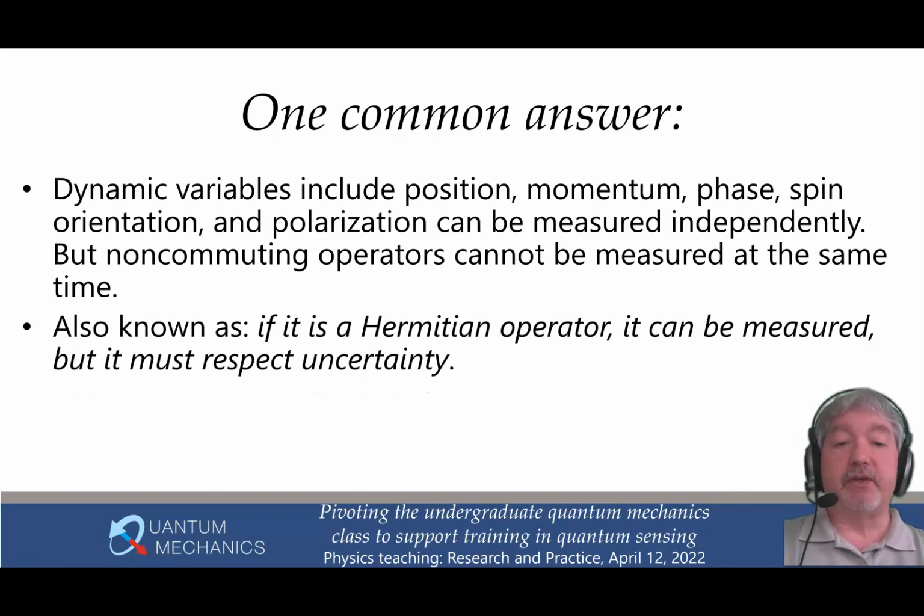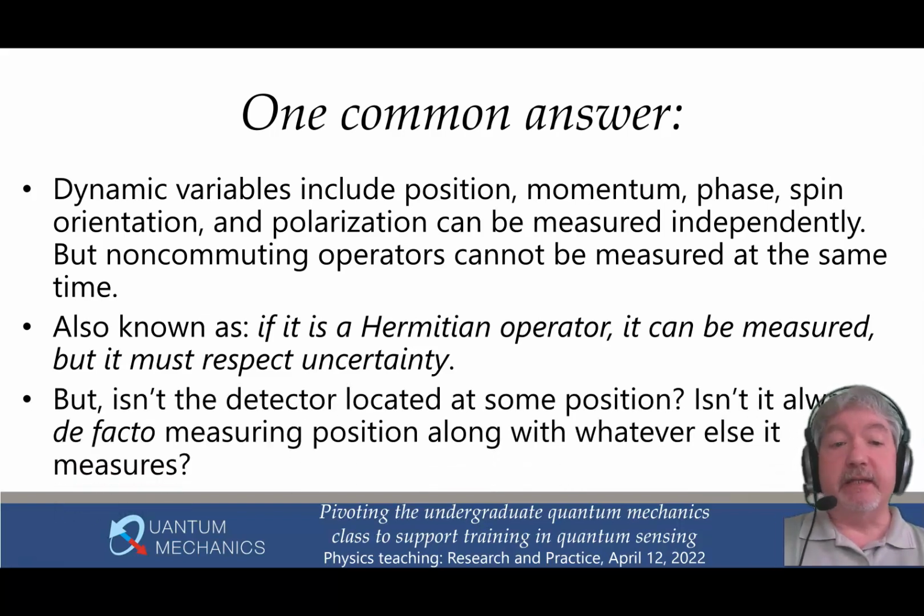And I would describe this colloquially as, if it is a Hermitian operator, it can be measured, but it must respect uncertainty. Now, there's a number of things wrong with that statement, even if you're sitting in the audience nodding your head to it. First off, just because it's a Hermitian operator does not mean I have a clear way of measuring that operator. And as I mentioned before, uncertainty is subtle. In a single shot of an experiment, uncertainty does not apply at all. It only applies after I have done many experiments and I look at the fluctuations in the measurements.